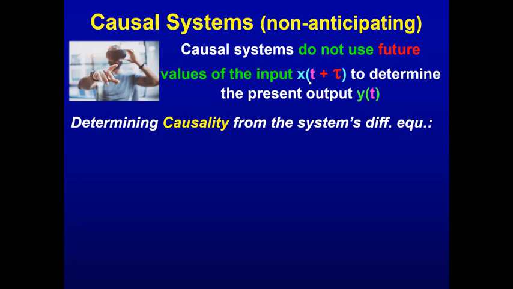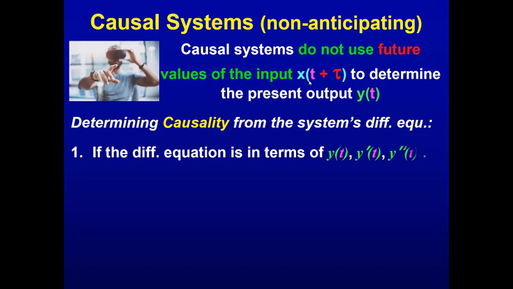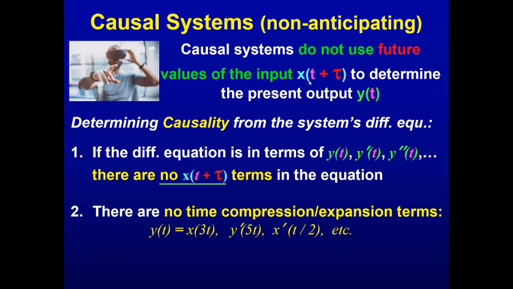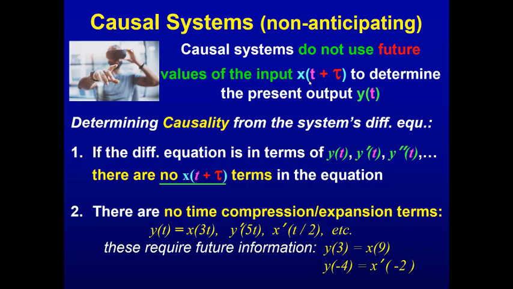How do we look at the differential equation and spot causality or non-causality? If our differential equation is written in terms of y of t and y prime of t and y double prime of t, we cannot have any x terms that are functions of t plus tau, representing a time advance or a future value of an input signal. Again, here's a place where time compression and expansion terms can also mess up causality as well as time invariance.